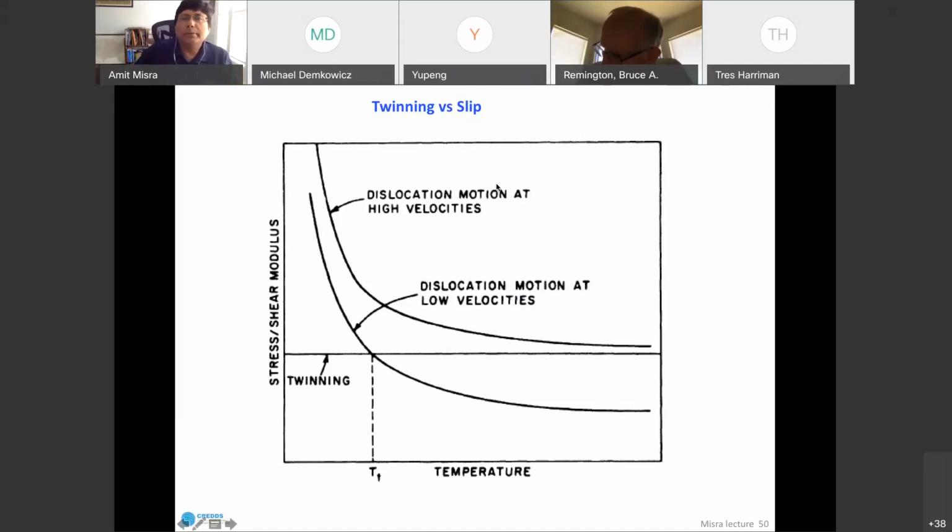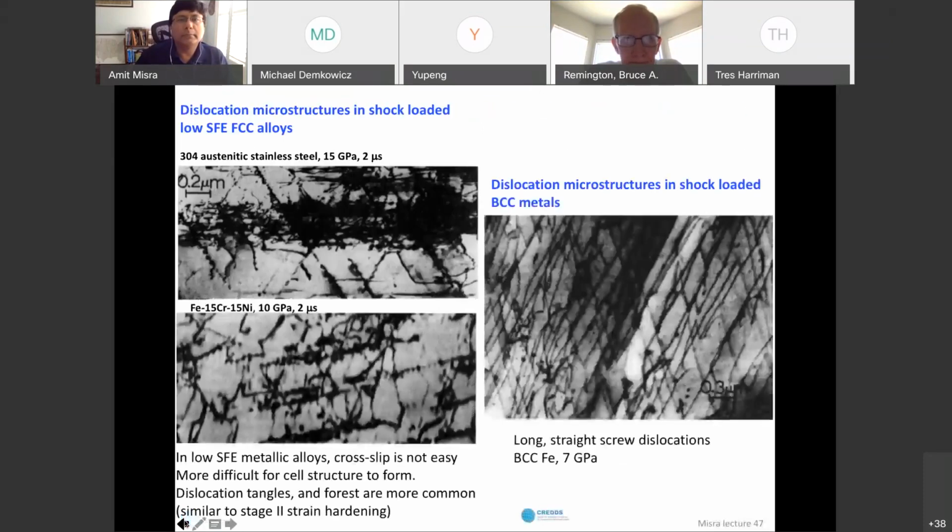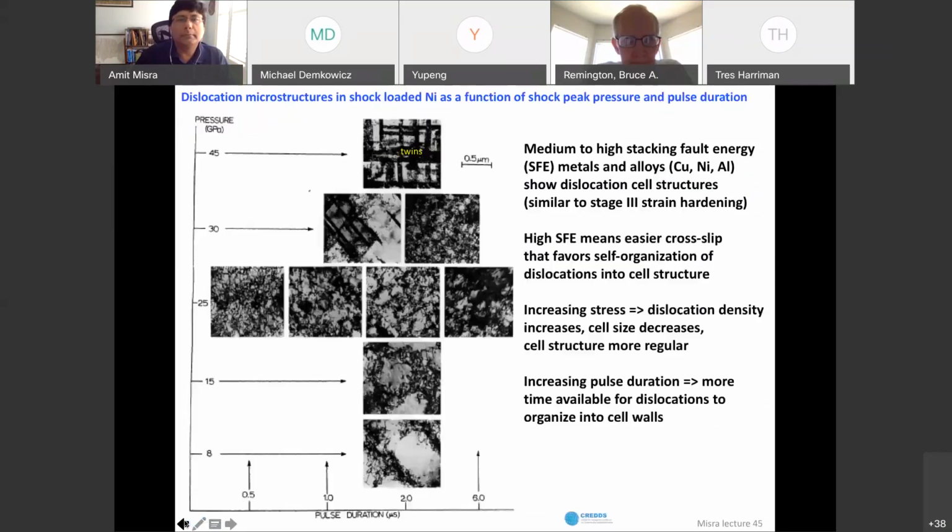Okay, any other questions? Okay, we have three more questions from Yupeng Zhang. So on pages 24 and 25, there is an initial yield stress. So maybe we'll wait.